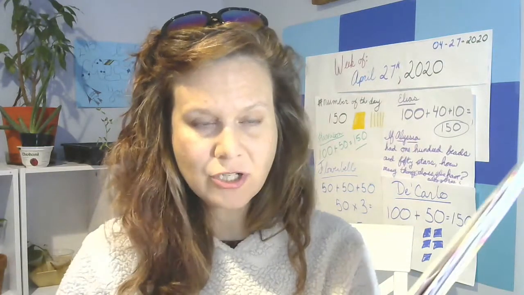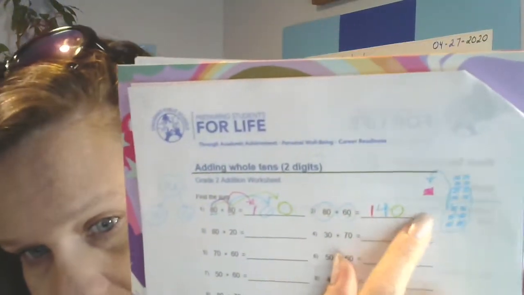At the very bottom, it says choose 5 problems from above and model using a place value chart. Now your place value chart is very similar to your stamp games. This is a place value chart here.